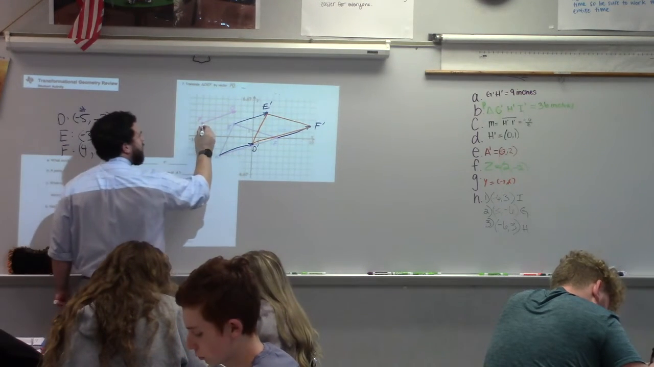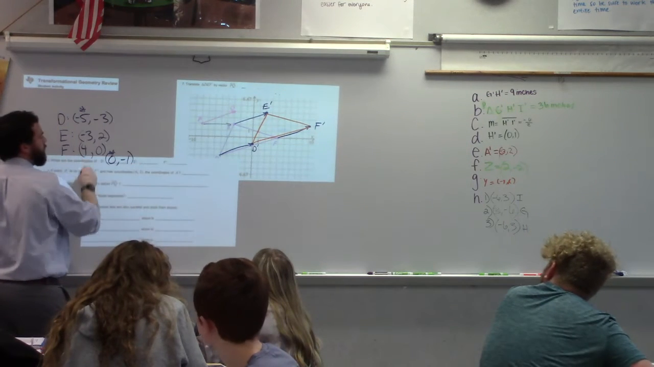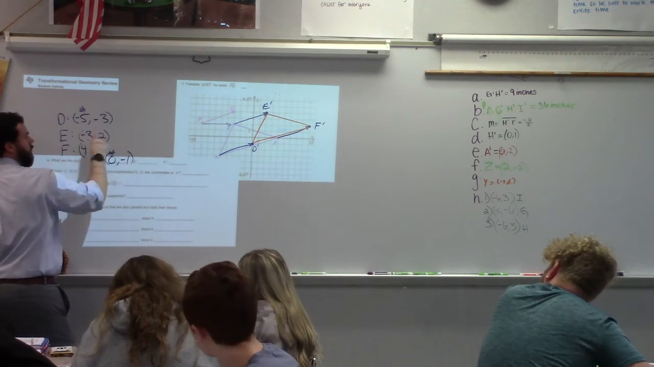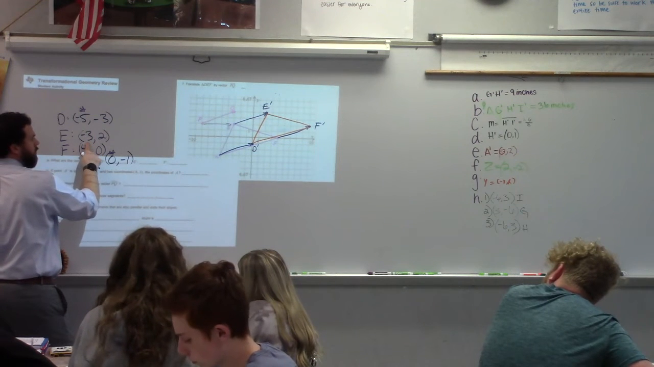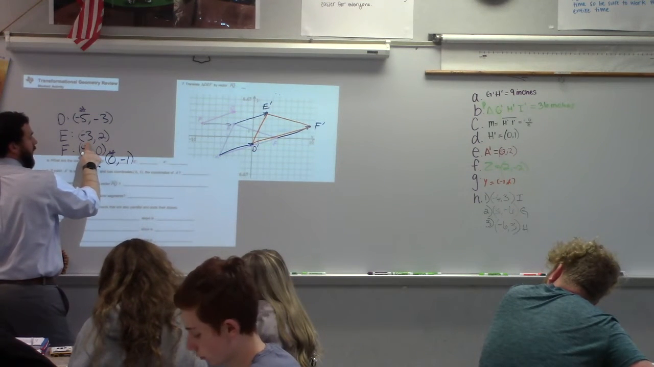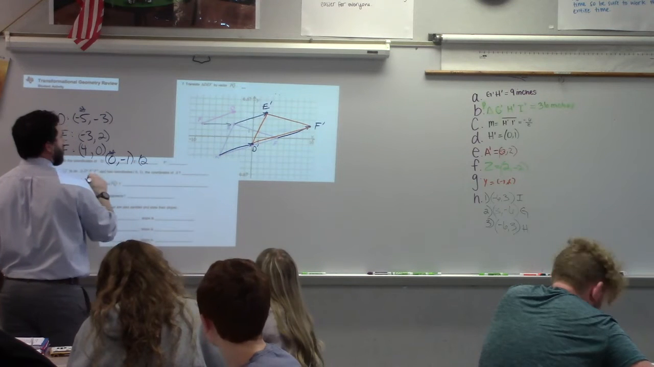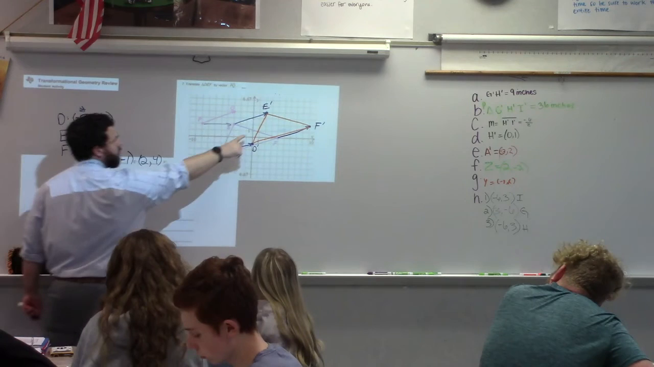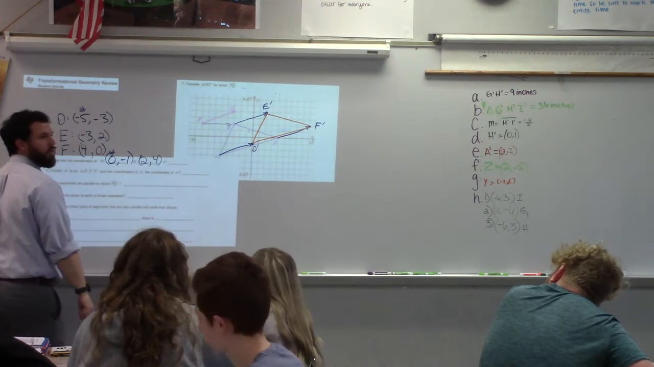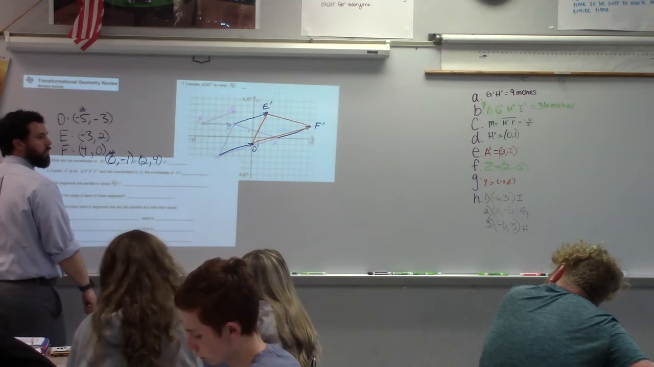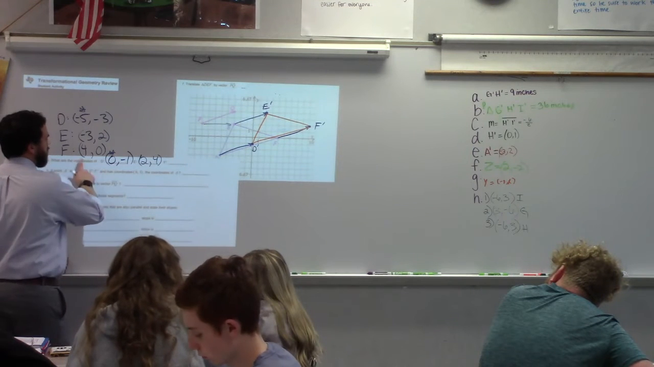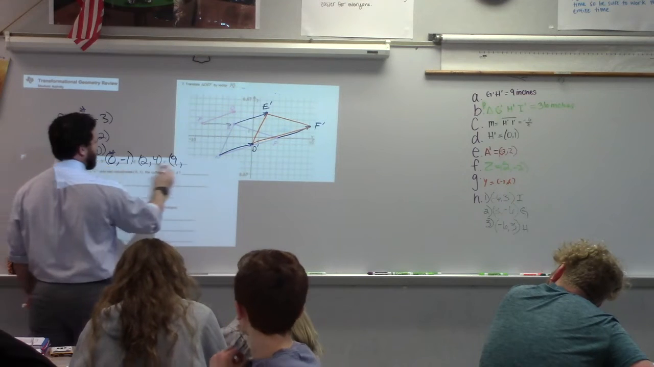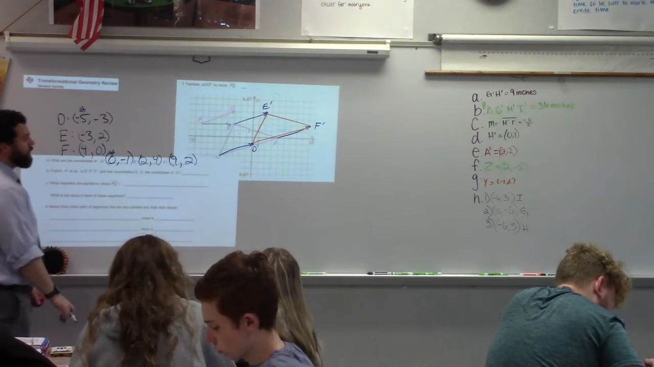Yes, because it was translated to the right 5. What happened to the y? We added 2. So without even looking over there, what am I going to do to the negative 3? Don't move it. So I'm going to add 5 to get a 2, and here add 2 to get 4. Do we see 2 comma 4? Yes. Add 5 to 4, I get 9. And add 2 there to get 2. Is that what we see on the board?